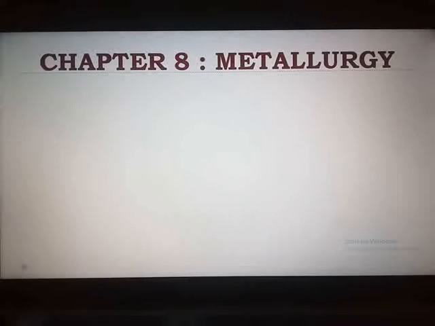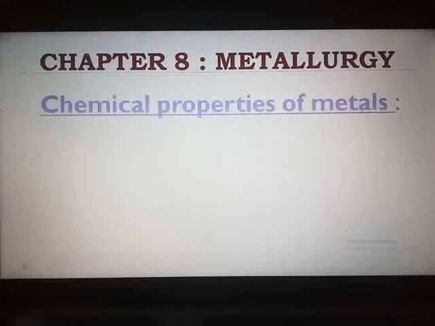Chapter number 8, Metallurgy, page number 93. You know the physical properties of metals and non-metals. They have been removed from the syllabus due to the pandemic. So the next topic with which we start the study of this chapter is the chemical properties of metals and non-metals. Ahead you are going to study the reactivity series of metals, the ionic compounds, and then the various concepts related to metallurgy. So we start with the chemical properties of metals.